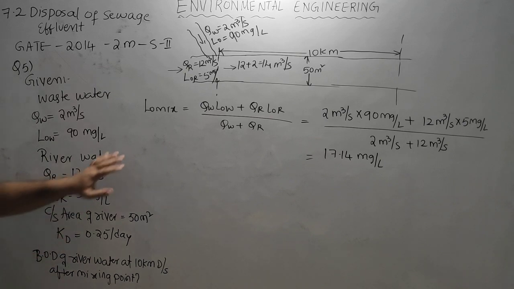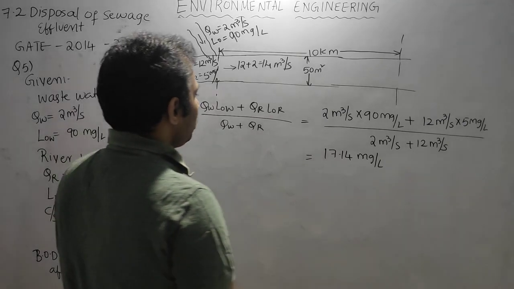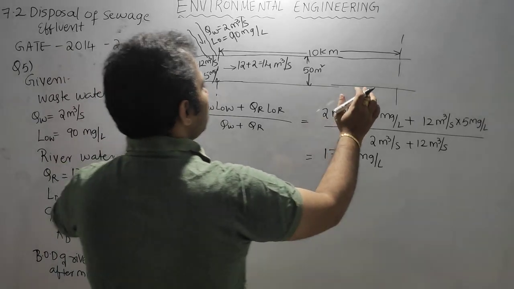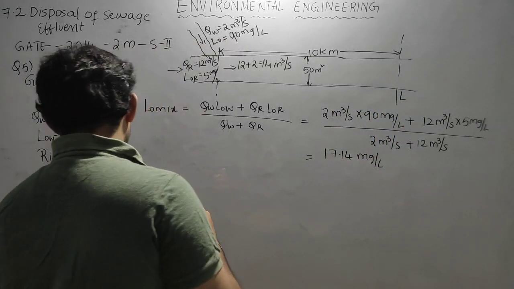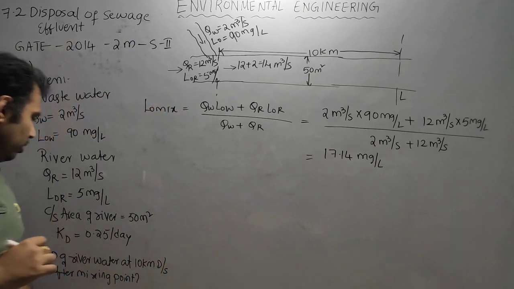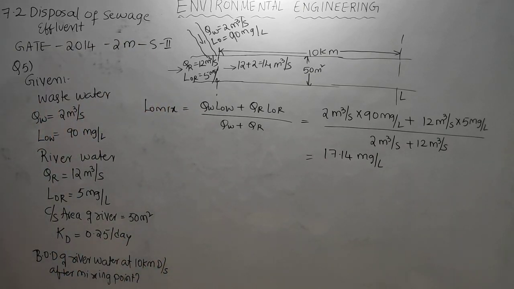Now we have got the BOD. So this is L0. Now we want LT, that is the BOD of the river water remaining, or the BOD consumed.